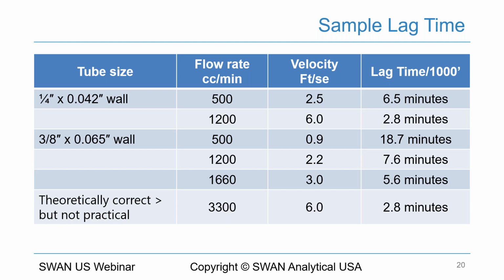If we were to use a larger tube, you can see at the 500 cc's, we're well below the velocity we want. We're at 18.7 minutes. At 1,200 cc's, we're still below the velocity, and we're at 7.5 minutes. It's not until we get to that 3,300 cc's that we get the right velocity and we get our lag time back in line with what we're looking for.